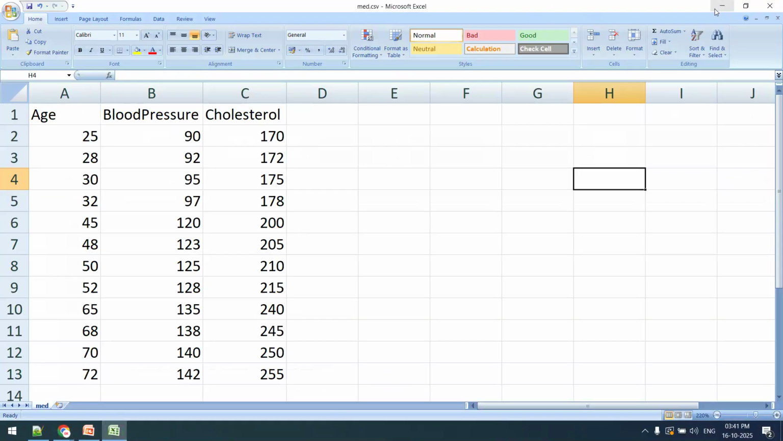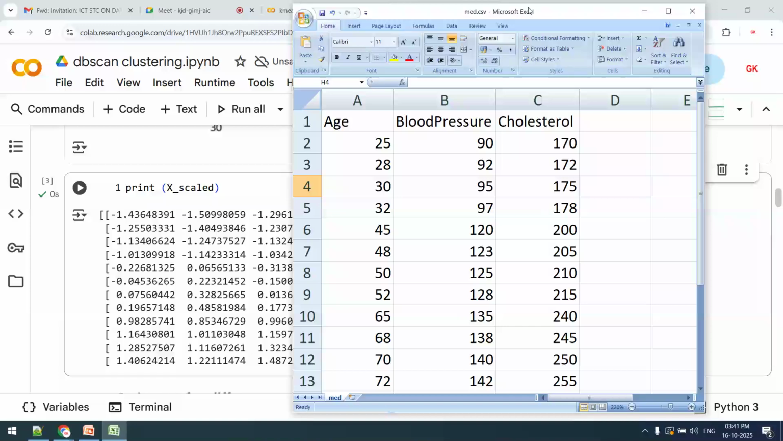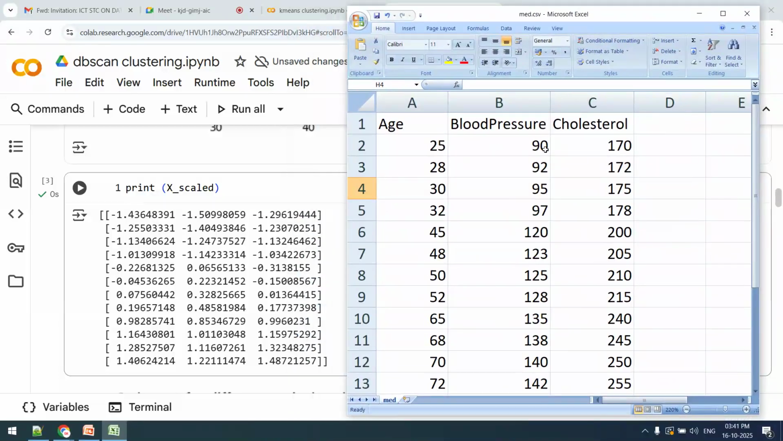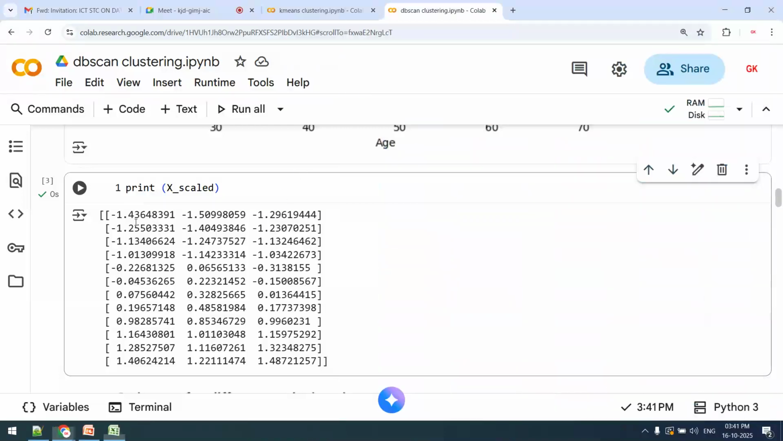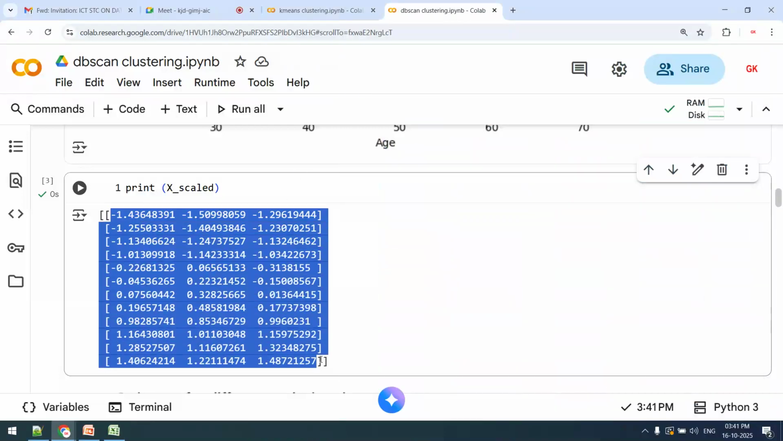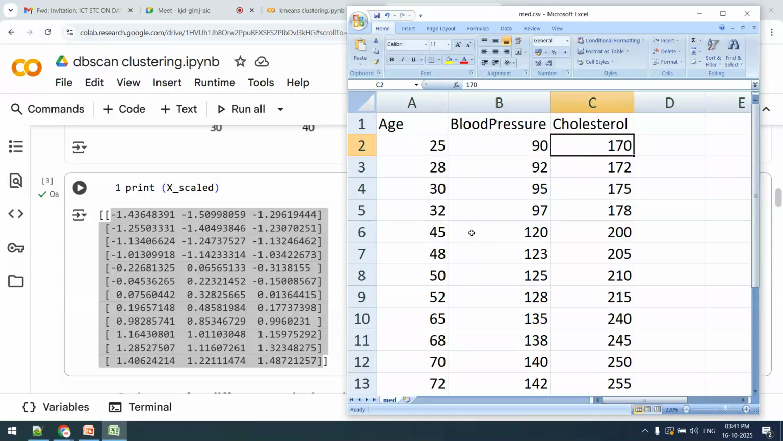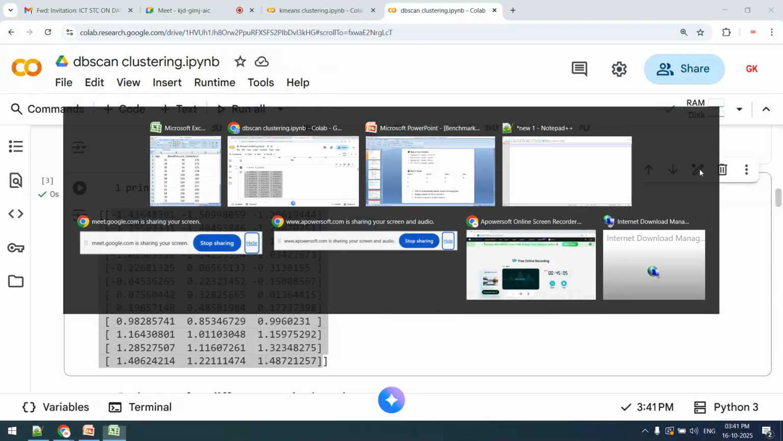Actual data is this, 25, 90, 170. This 25 is converted to -1.43. This 90 is converted to -1.50. This 170 is converted to this one. This is scaling. Now clusters are formed on this particular data, not on the data as it is.